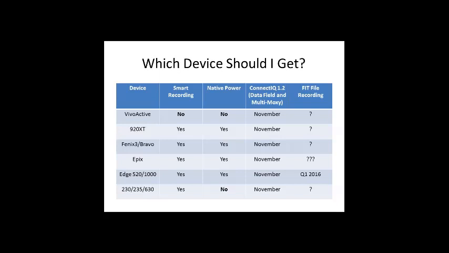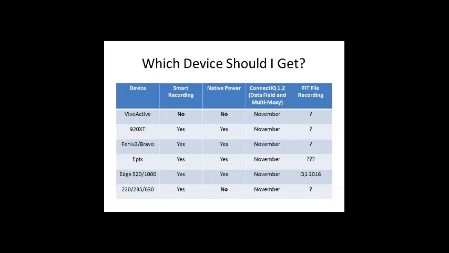Then down at the bottom, nearing closer to the bottom of the chart, we've got the Edge 520 and the Edge 1000. Those will be coming out very soon. They will also have those capabilities. The 230, 235, and 630, I believe will have 1 second recording. However, those devices also will not connect with a power meter natively, so that's something else to be aware of.